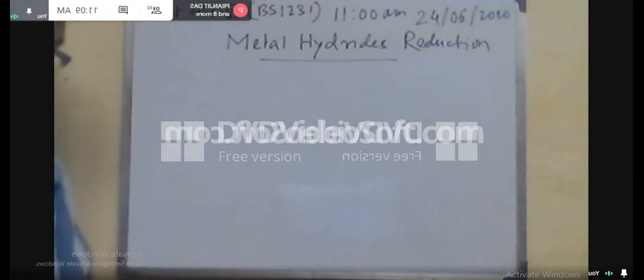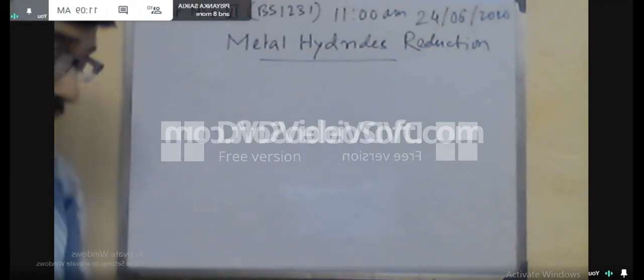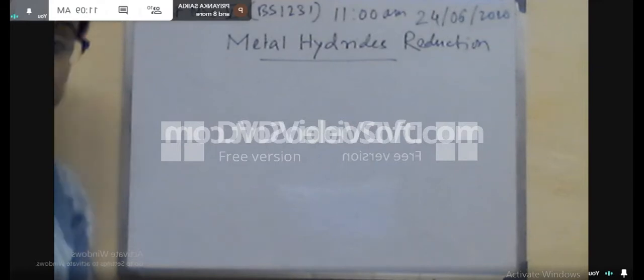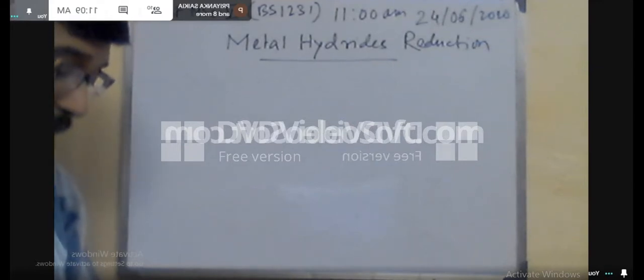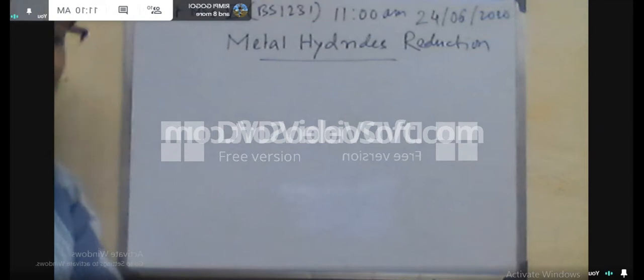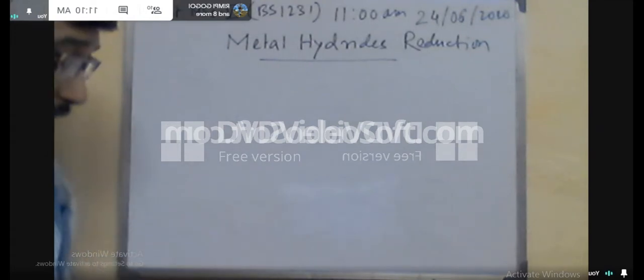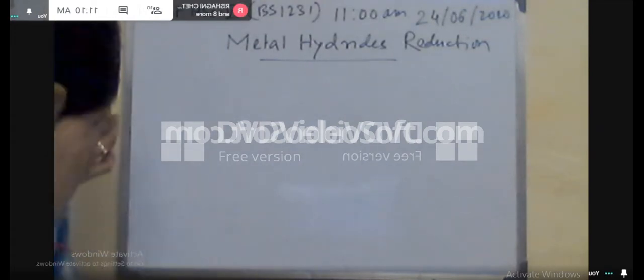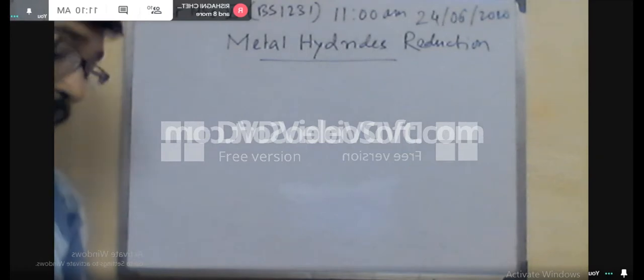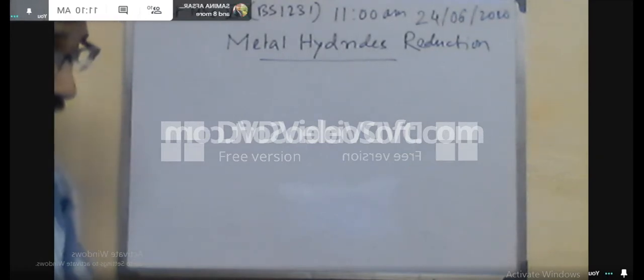Okay, in our last class, we mainly discussed the reduction pathway, that is dissolving metal reduction. Today, another important named reduction reaction, the Wolff-Kishner reduction, and one of the important topics in the reduction pathway, that is the metal hydride reductions. By this reaction, we can convert a functional group from one form to another.